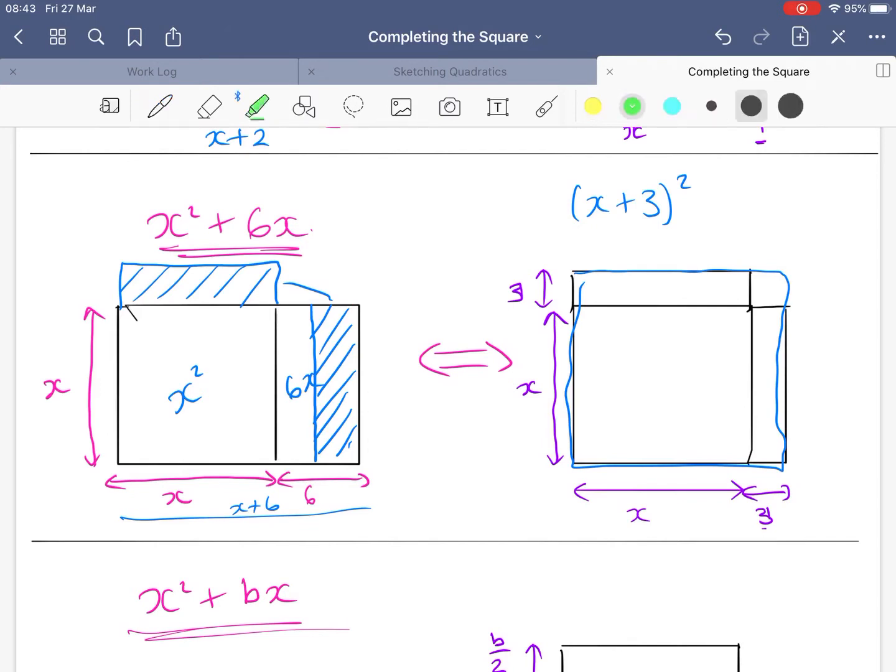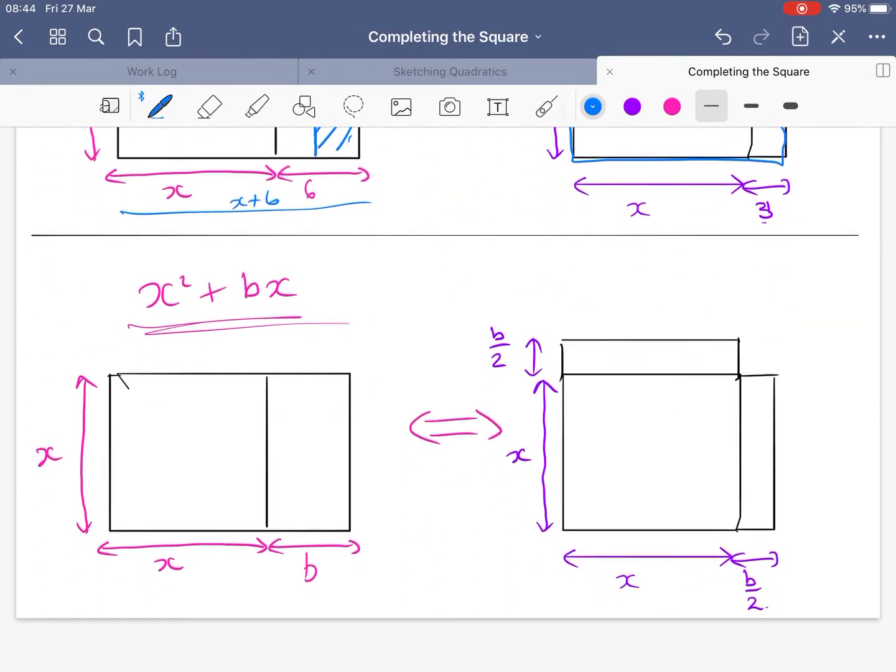But just like before, unfortunately, that's given me this little bit of area too much. So I need to work out this and take it away. Well, if this is 3 and this is 3, I've got to take away 3 squared. And now these two areas are the same. So I've turned a quadratic from its normal form into its completed the square form.